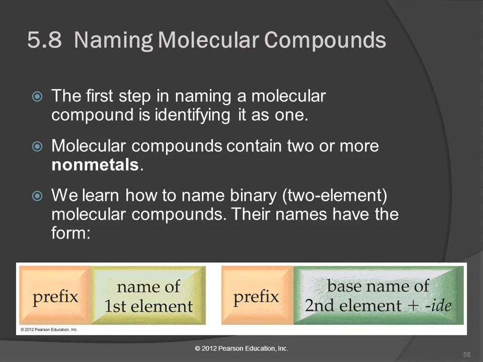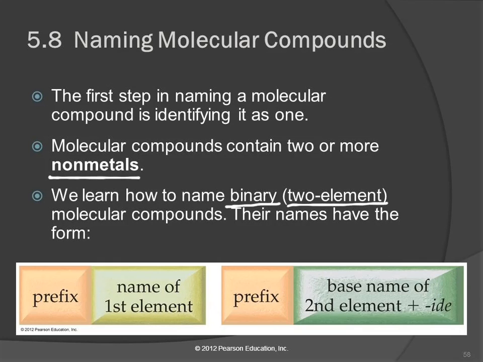Naming molecular compounds. Okay, the first step in naming anything is identifying what kind of compound this is. The molecular compounds that we're going to learn how to name are binary molecular compounds. Binary means two elements, and they're both nonmetals. So molecular compounds contain two or more nonmetals. Nonmetals is the operative word here. But we're going to learn how to name the binary ones.